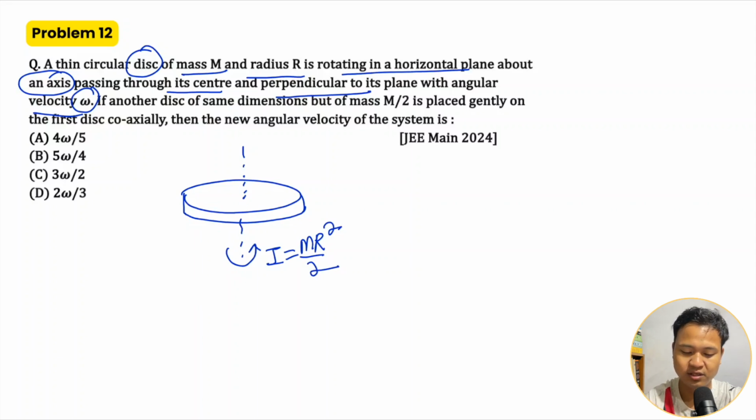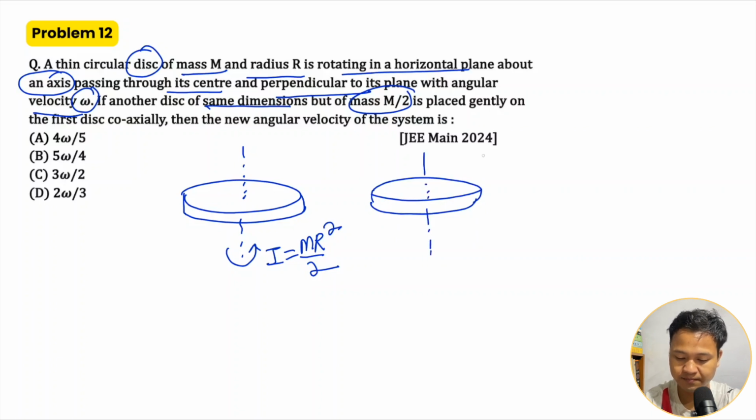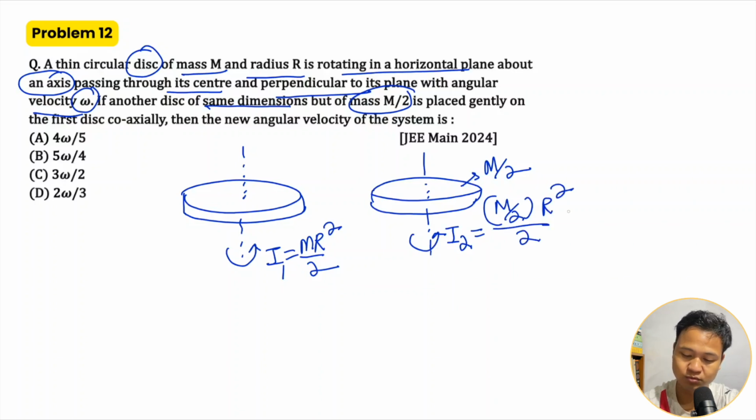Now if another disc of the same dimension, same radius, but mass m by 2, is placed gently on the first disc, what happens? This is I1, which is mr square by 2. For the second disc, I2 is the mass m by 2 times r square by 2, which is mr square divided by 4.